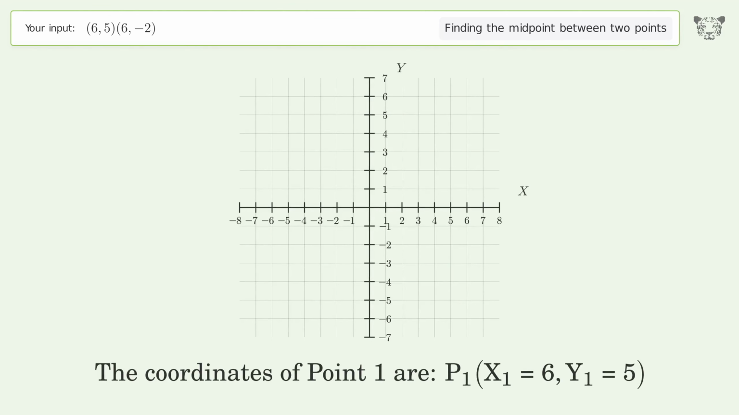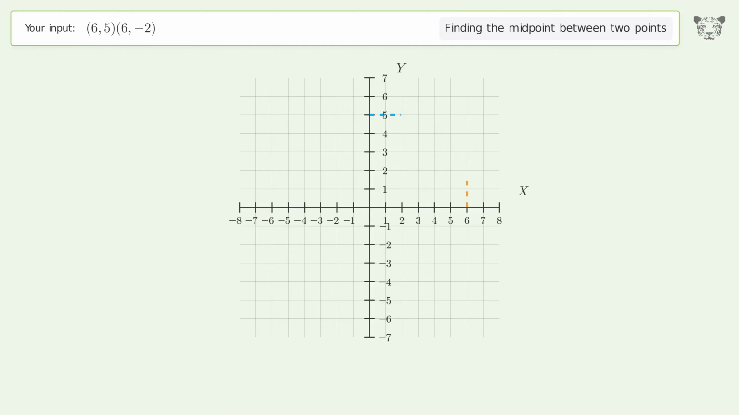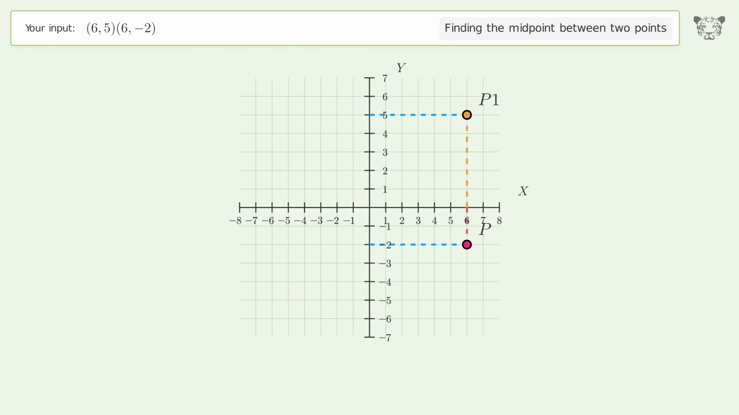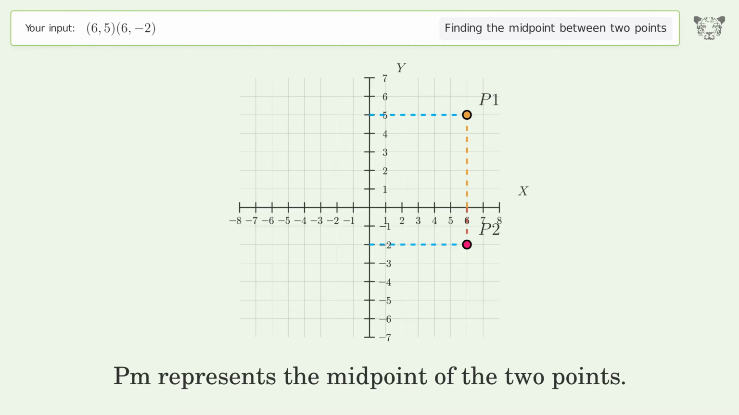The coordinates of point 1 are x1 equals 6, y1 equals 5. The coordinates of point 2 are x2 equals 6, y2 equals -2. PM represents the midpoint of the 2 points.